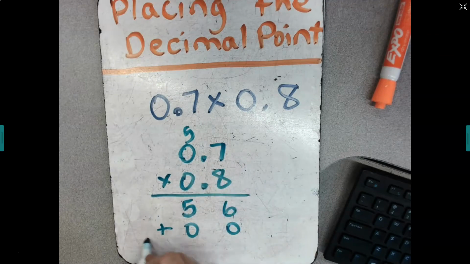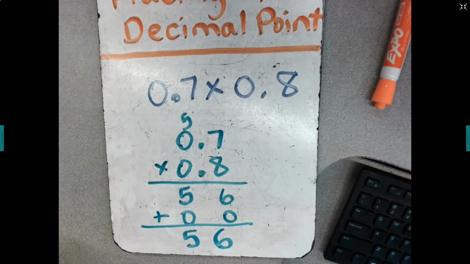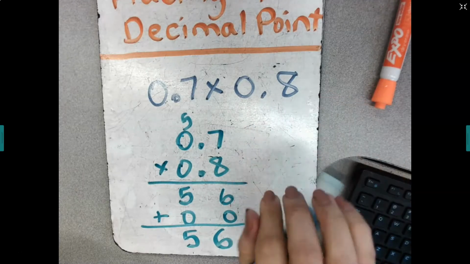So I'm ending up with 56. Here's my answer. But we know that that's not correct because 7 times 8 is 56. So 7/10 times 8/10 cannot also be 56.